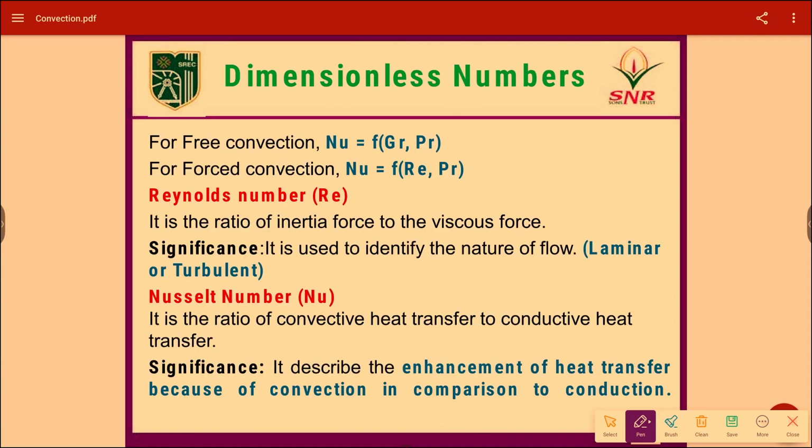We are going to see what is the significance of each and every dimensionless number. For free convection, the Nusselt number is a function which depends upon the Grashof number and Prandtl number, whereas for forced convection, the Nusselt number is a function which depends upon the Reynolds number and Prandtl number. Now let us see what is meant by Reynolds number, what is meant by Grashof number, what is meant by Prandtl number.